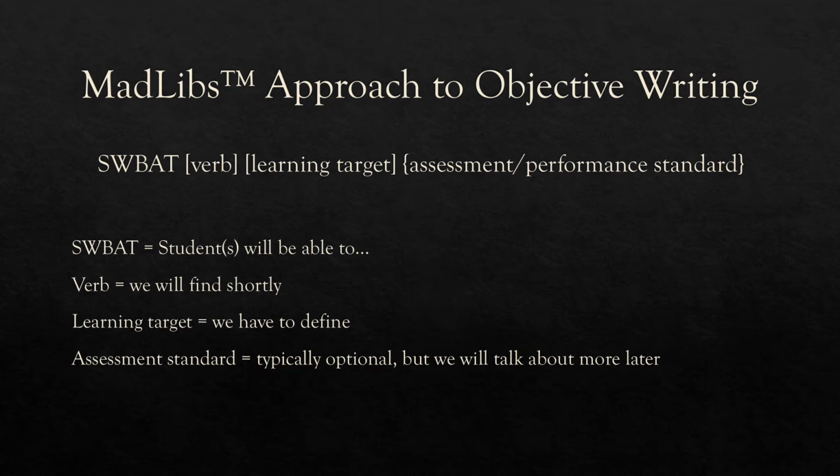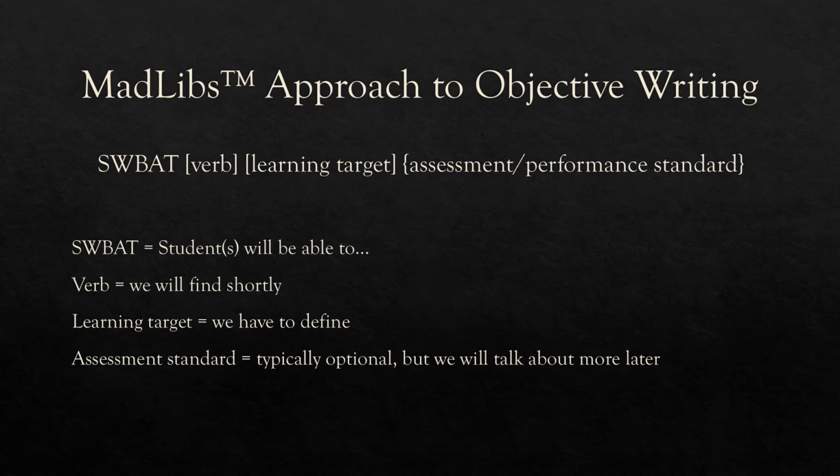Then after that, we have some sort of learning target that we have to define. So, students will be able to verb something. What is it that I want them to do? And we'll talk about how to figure out that learning target in a moment as well. Now, after that, and I put these in curly braces instead of square brackets, because these are not always there. We don't always put an assessment or performance standard at the end of an objective. Some people are really big on doing that. Some teachers want to put that there, but not everybody does.